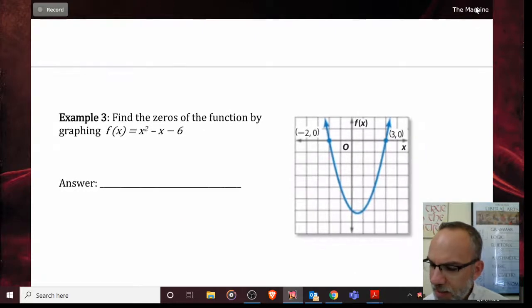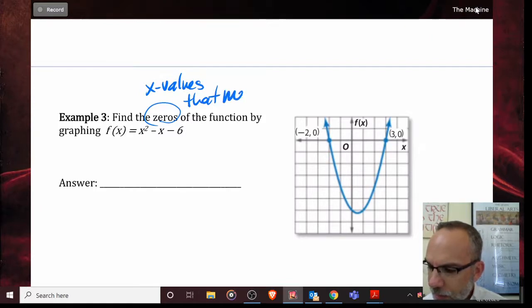So now, find the zeros of the function by graphing this. What does it mean, the zeros of the function? It means the x values that make y 0.